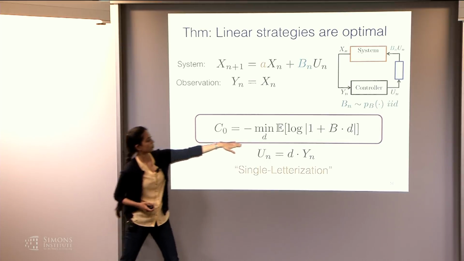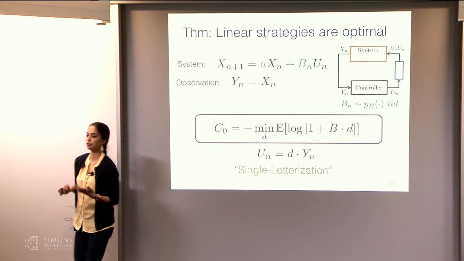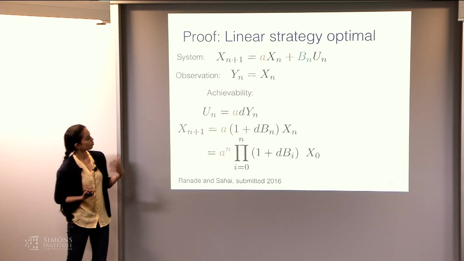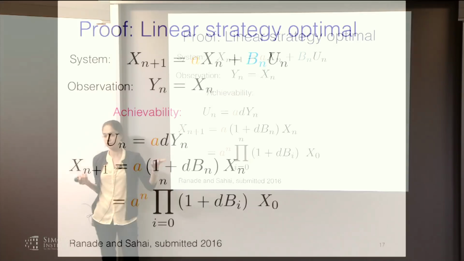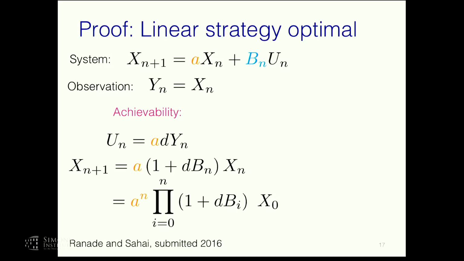So where is this coming from? Let me give some intuition about it. For the achievability, let's say we just use a basic linear strategy. So let's say u_n is just a times some d times some y_n.